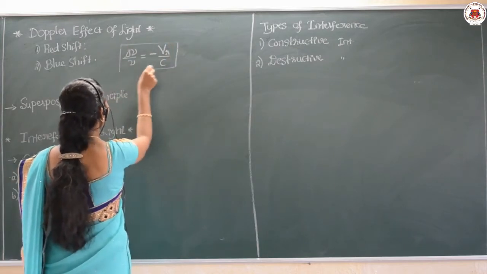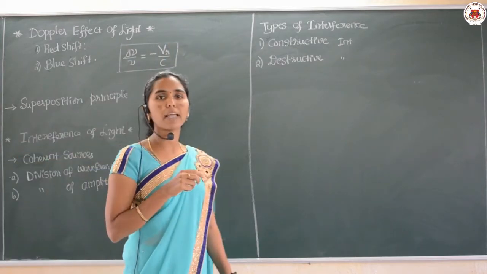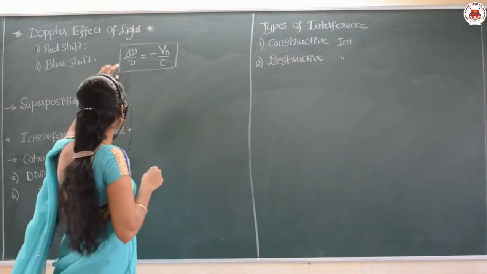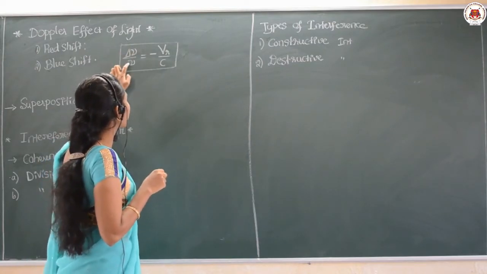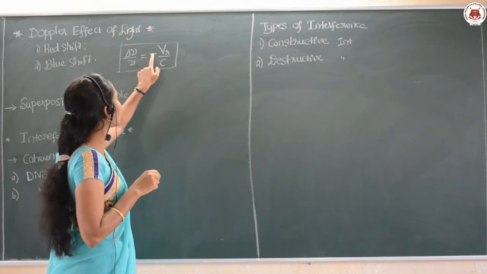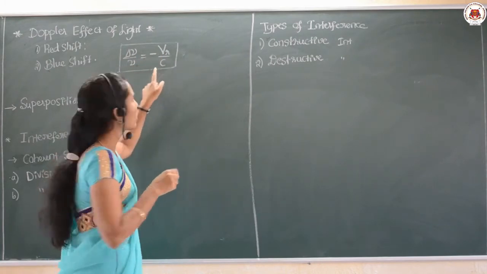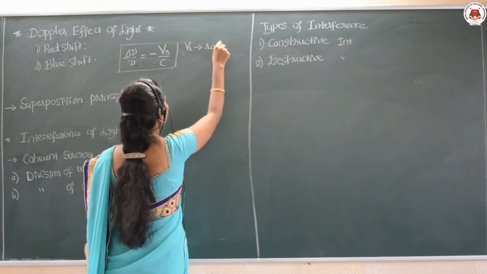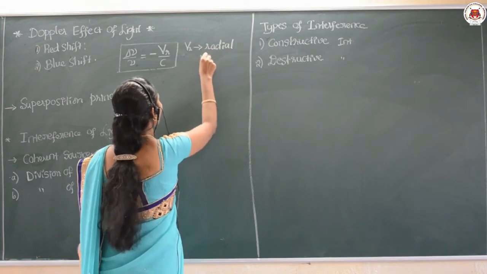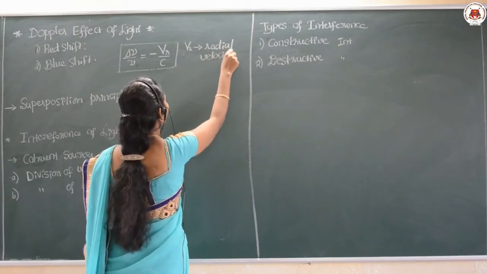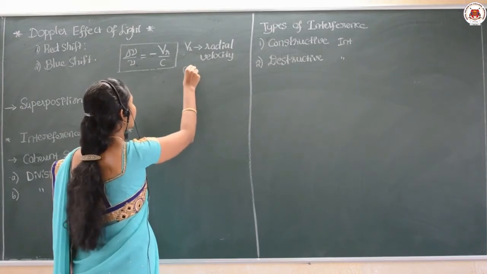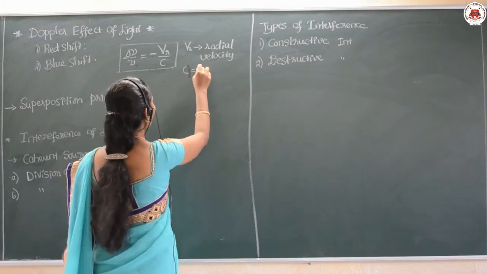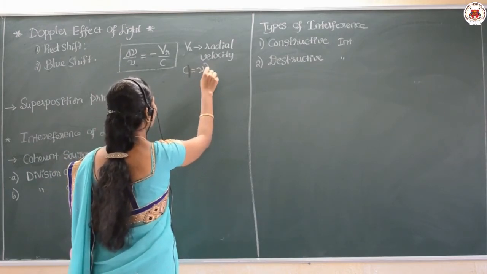This is the Doppler formula for explaining the Doppler effect in the case of light waves. Here delta nu by nu, the change in the frequency with respect to the original, is equal to minus VR by C. What is the VR here? VR is called the radial velocity of the source of the light, and C is the speed of light in vacuum, and we know that C is equal to frequency into lambda.